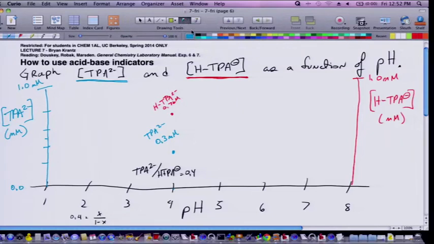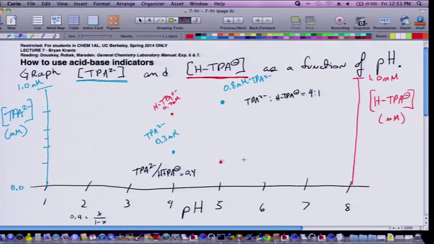And at that spot, we know that the TPA 2 minus to HTPA 1 minus ratio is 4 to 1. And you should be able to work that one out in your head, without even using your little x over 1 minus x equals 4 equation, as being 80%. Okay? So now you're at 80%, and that's somewhere up here, or 0.8 millimolar TPA 2 minus. And that means the balance is going to be 0.2 millimolar here in red.